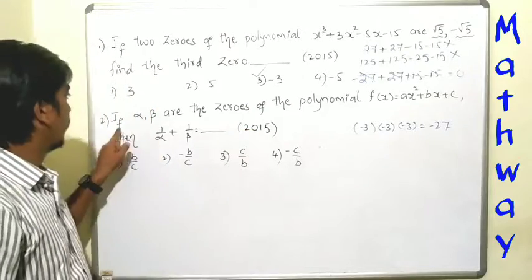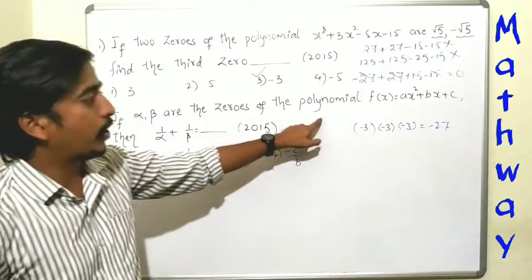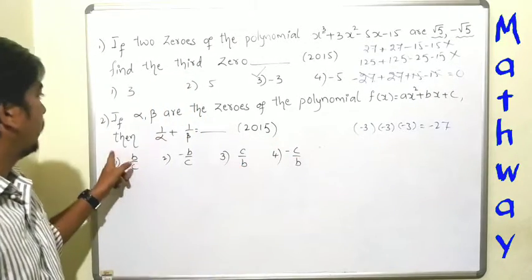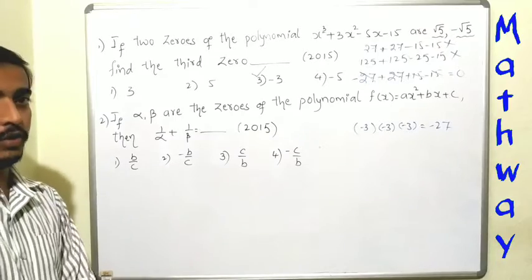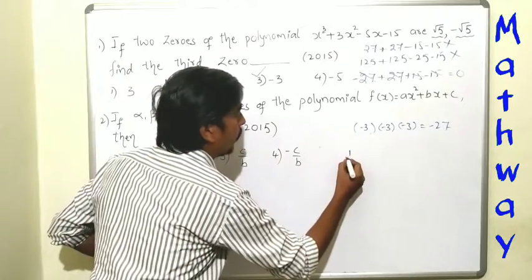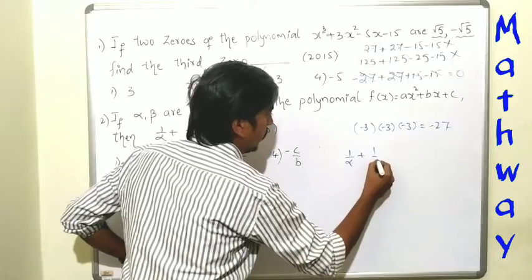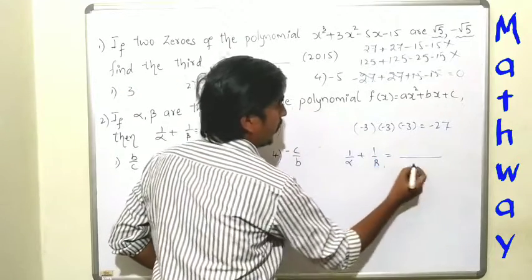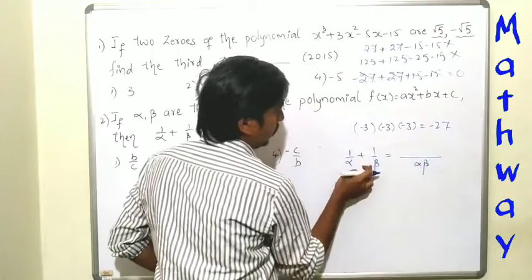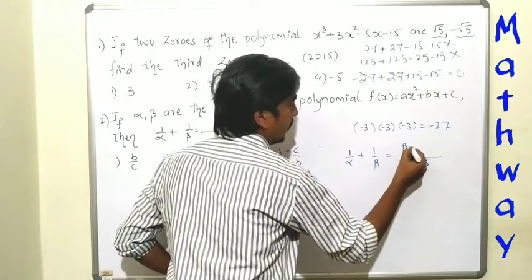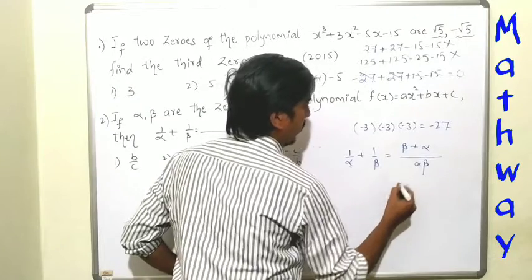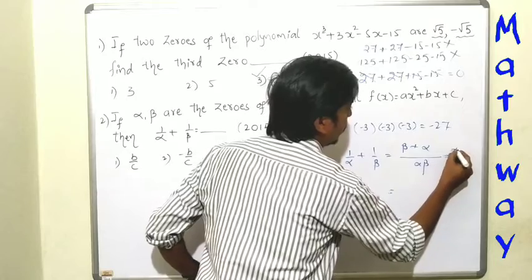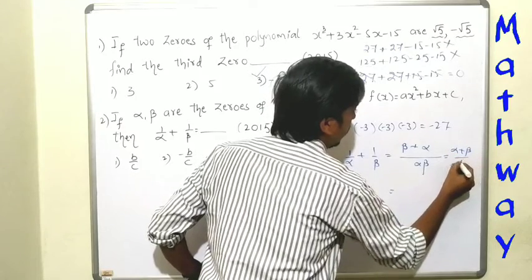Next, second question. If alpha, beta are the zeros of the quadratic polynomial f of x equals x square plus bx plus c, then 1 by alpha plus 1 by beta equals what? We need to find the value of 1 by alpha plus 1 by beta. You can take the LCM here. The denominator is alpha into beta. So beta into 1, that is beta, plus alpha into 1, alpha. Rearranging the terms, it is alpha plus beta by alpha beta.